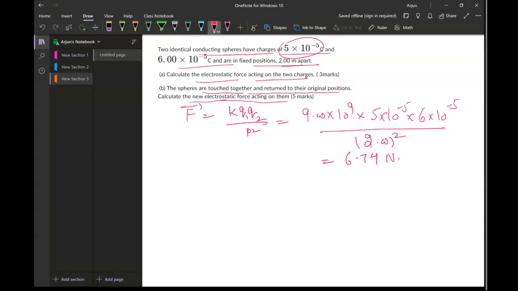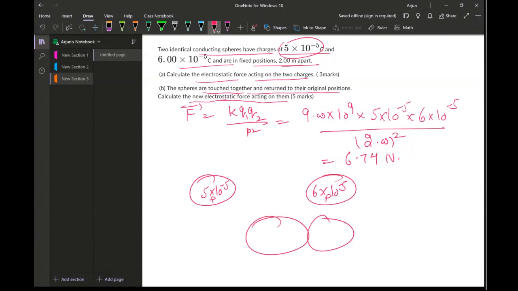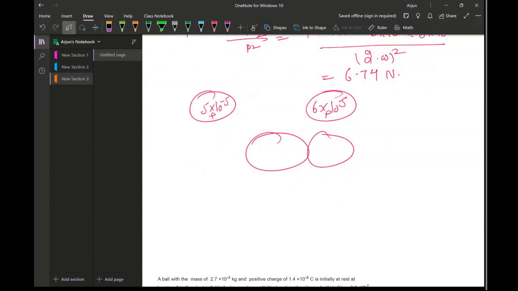force. So both are positive charges. So this is 5 times 10 to the negative 5, and this is 6 times 10 to the negative 5. Both are positive. So what's going to happen in this case? They're both going to come together and they're going to equally distribute themselves. The question in the video which I did, in that one was negative, another one was positive. So thus you subtracted them. In this case, you will add them because both are like charges.